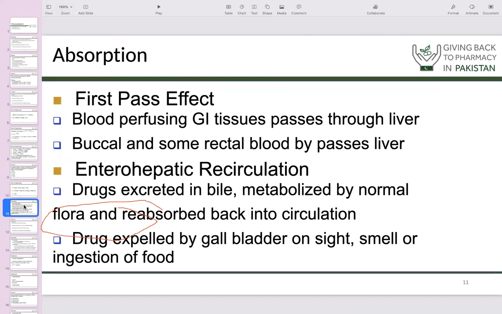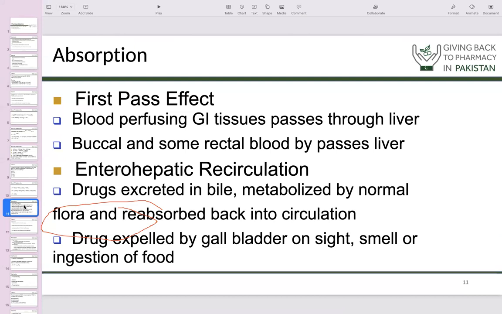Buccal and some rectal blood also bypass the liver. So any medication which is given through the buccal route or sublingual route bypasses the first pass metabolism, and some rectal blood also bypasses the liver, so they are not prone to first pass metabolism. There are some drugs which are excreted in bile, like ceftriaxone, which is excreted into the bile.